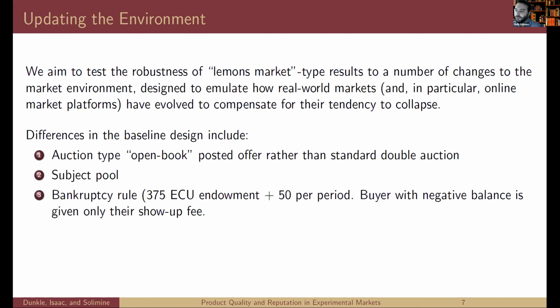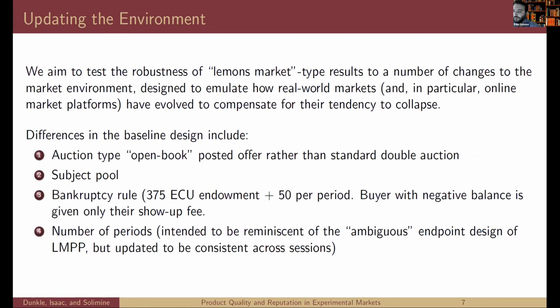We introduced a bankruptcy rule. The original authors were shaky on how they describe how they deal with bankruptcies in the lab. So we tried to formalize what they essentially were doing, which is we give the buyers an endowment at the beginning plus a per period endowment of 50 ECUs, and any buyer who ends the treatment with a negative balance will be given only their show-up fee.